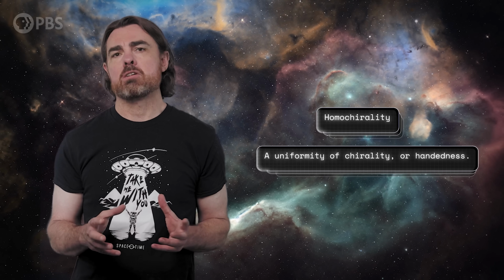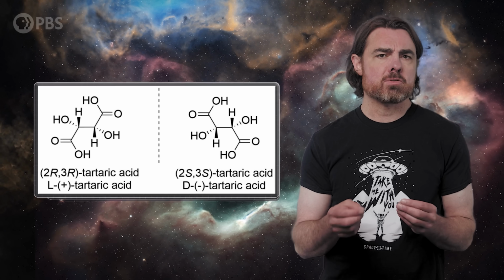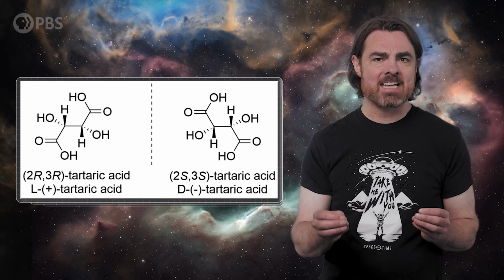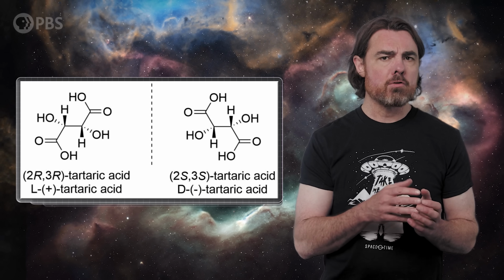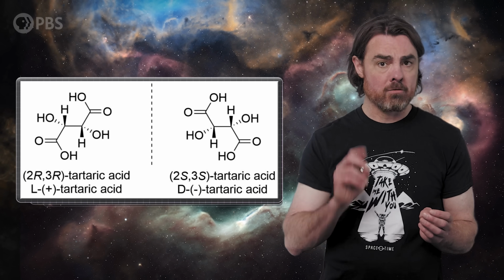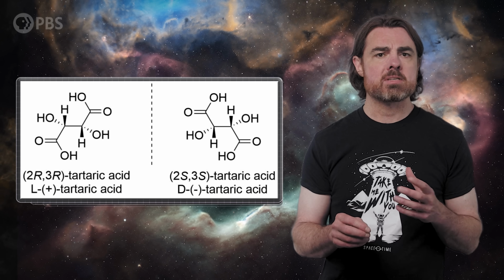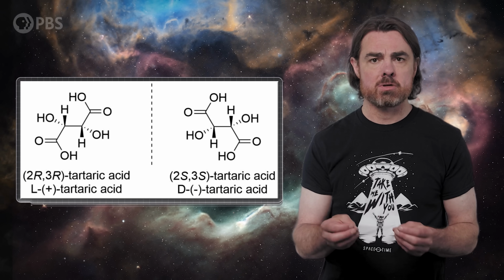The homochirality of life was discovered at the same time as the chirality of molecules, back in 1848 by a young Louis Pasteur. He found that crystals of synthetic tartaric acid came in two distinct mirror image forms, while those from natural sources like grapes only displayed one form. These crystals even rotated the polarization of light in the opposite direction to each other.